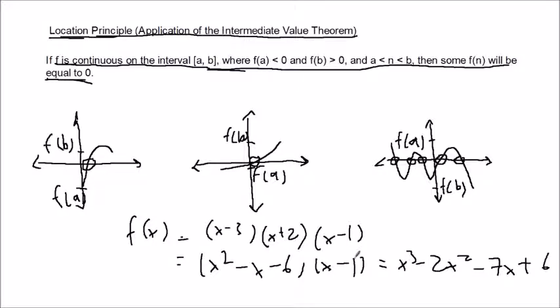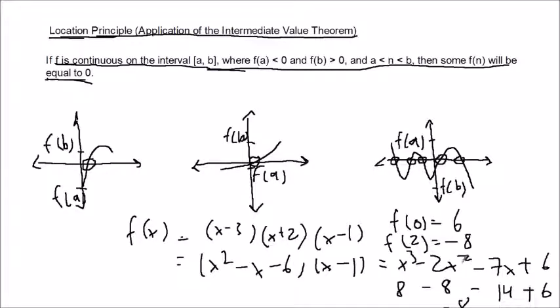Let's say we don't know the zeros, okay? We look from 0 to 2. So what's f of 0 in this equation? f of 0 is 6. It's the y-intercept. Well, what is f of 2 in this equation? We plug that in. 2 cubed is 8, minus 2 times 2 squared is 8, minus 7 times 2 is 14, plus 6. 8 minus 8 minus 14 plus 6, that's negative 8. So f of 2 is negative 8.